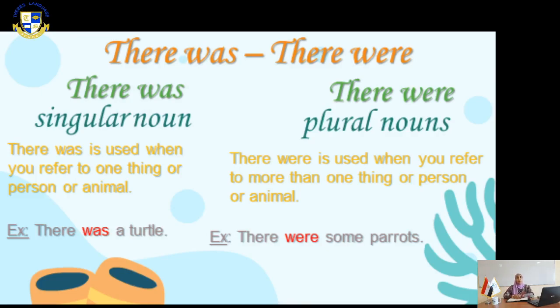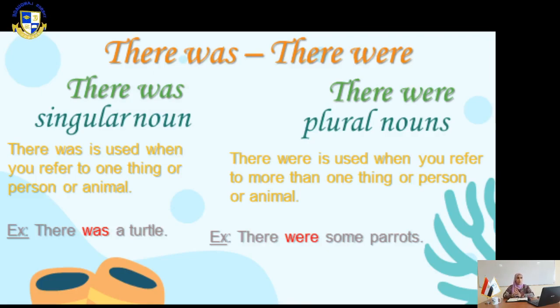There is another form I use verb to be in the past simple tense, like there was and there were. I use there was to talk about singular things or persons, and there were to talk about plural nouns, whether things or people or animals. I use this form to talk about them in the past.